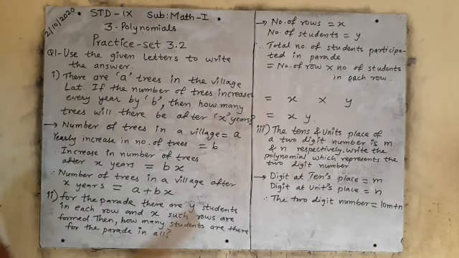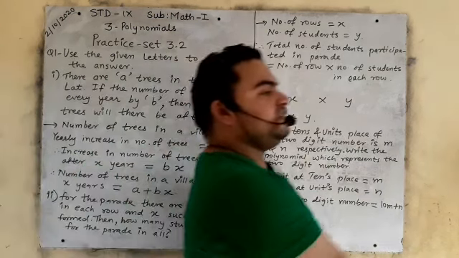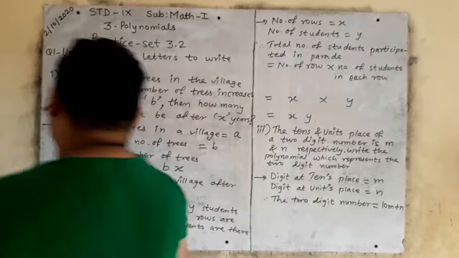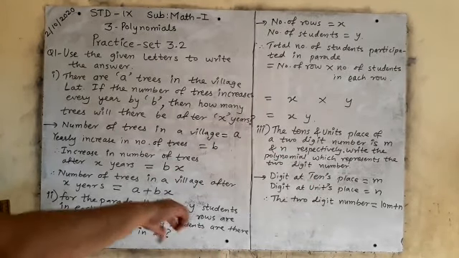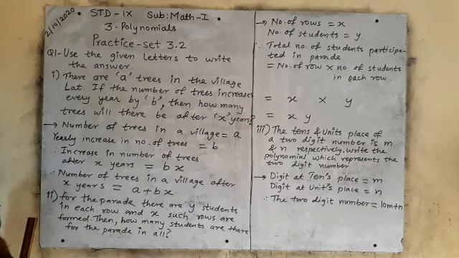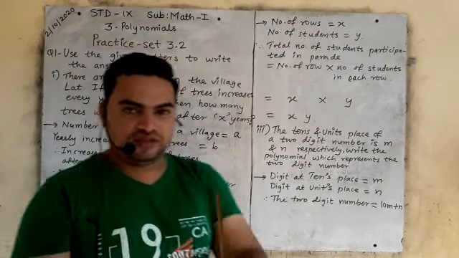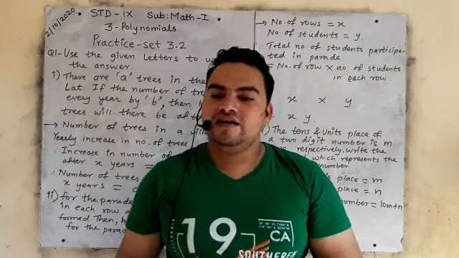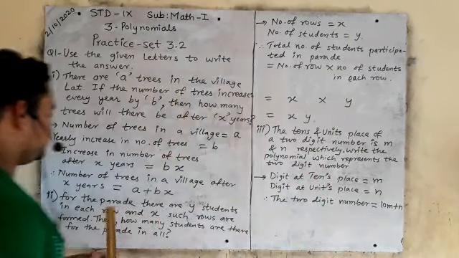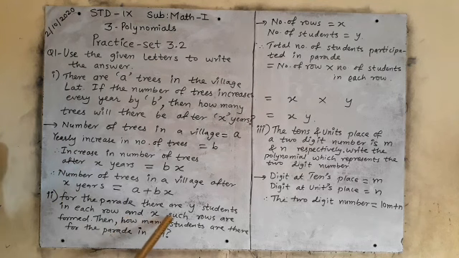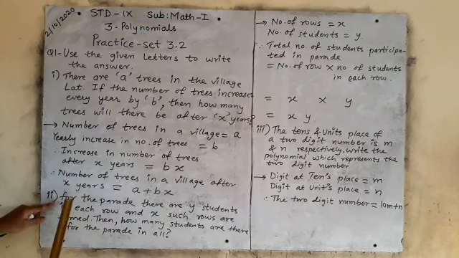For the parade, the students are standing in a row. For the parade there are y students in each row. As we know, we used to stand in rows for the parade. There are y number of students present in each row and x such rows are formed. Then how many students are there for the parade in all?